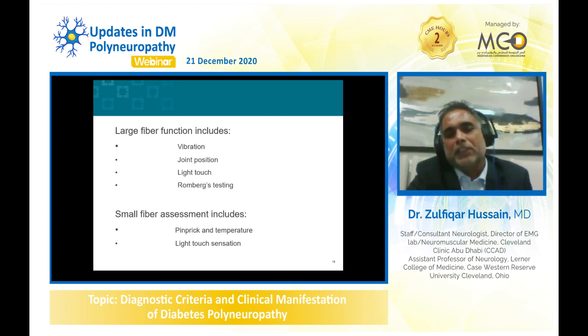The large fiber assessment can be done, which includes vibration, joint position, and Romberg sign. Small fiber assessment is mostly done by pinprick, temperature, and light touch sensations. The most sensitive way is to check vibration with the 128 tuning fork. And for light touch, you can assess with 10-gram monofilaments. What about gait abnormalities? There is subtle weakness. It can be toe, heel, tendon to tendon.